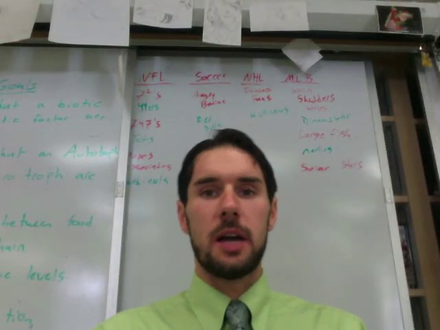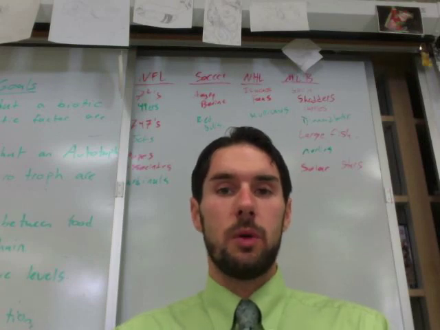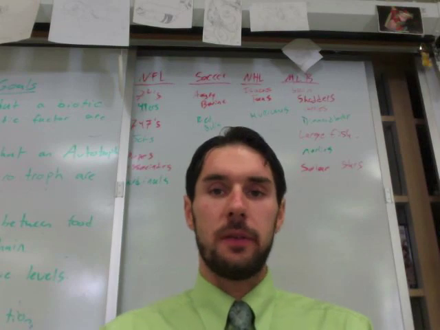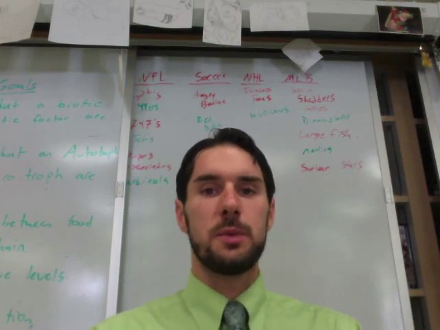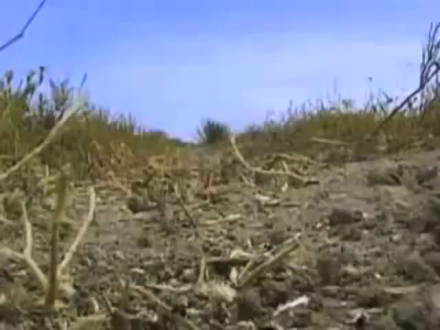Today we're going to be looking at the types of species that organisms are in terms of growth rates. Some grow more than others and faster, and thus reproduce faster. Others take a long time, having few offspring. Let's look at the differences between the two. There are different ways species get to and treat the carrying capacity. The first involves our friend the locusts.